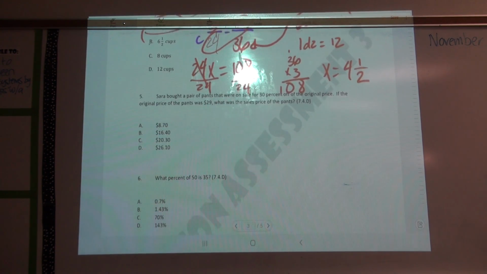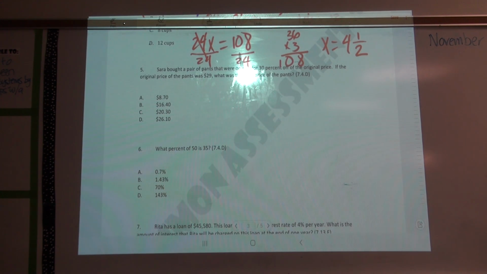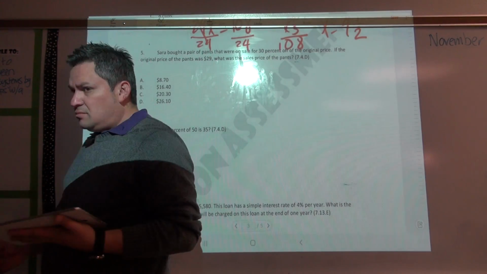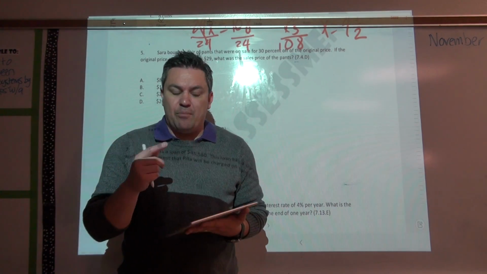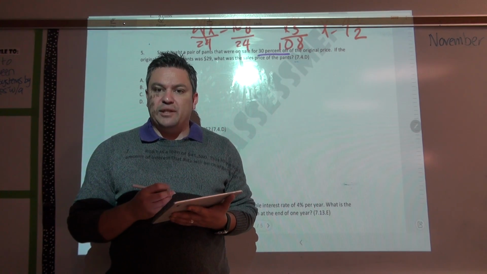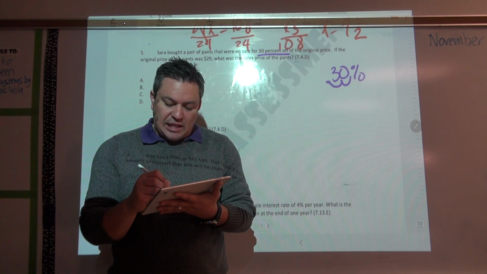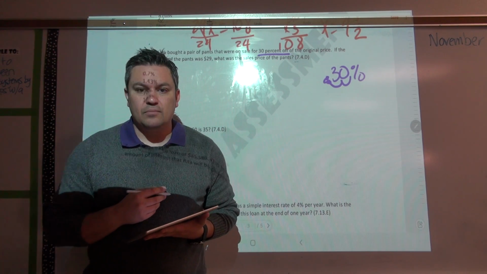Okay, number 5. It says that Sarah bought a pair of pants that were 30% off the original price. If the price was $29, what was the sale price? So again, we have another markdown. Step 1 for the markdown: remember, convert the percent into a decimal. So 30%, move it 2 places to the left, so it's 0.3.